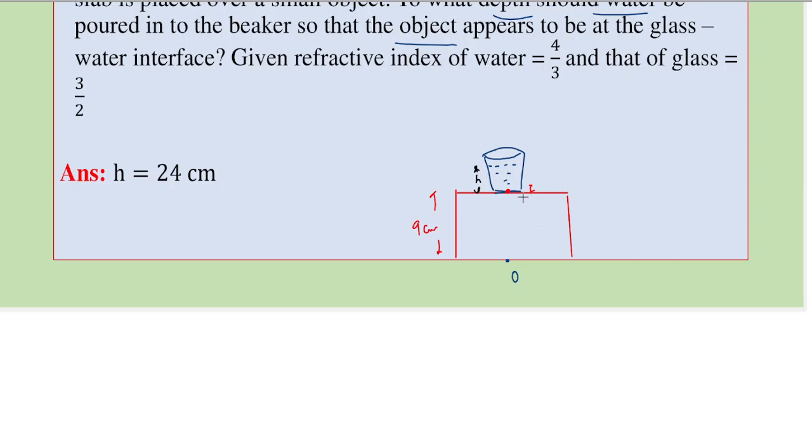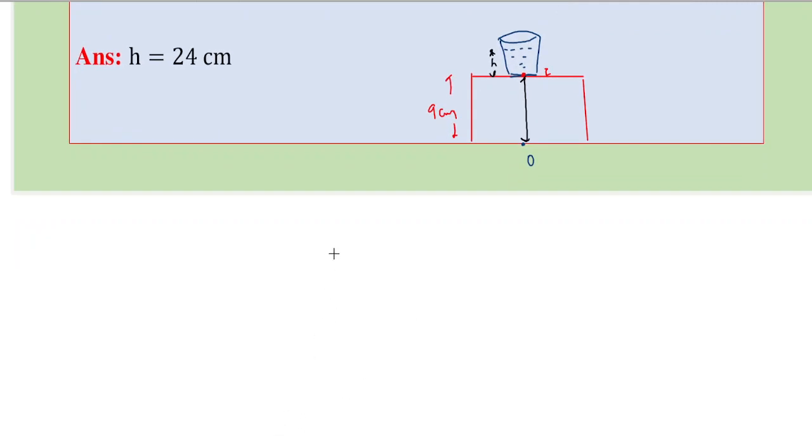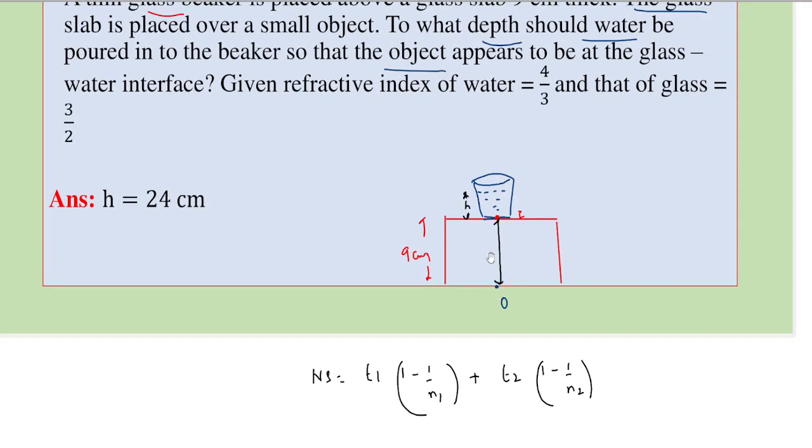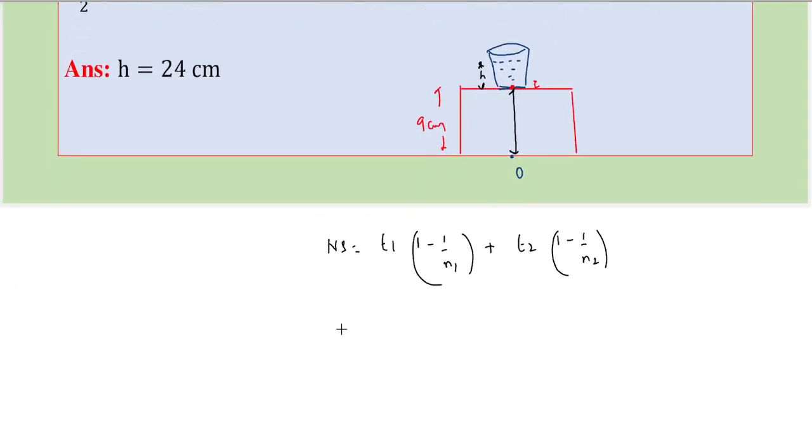In this case, we learned that the normal shift would be this height, which is the same as 9 centimeter. You also learned that for a compound slab, that is, if you have more than one medium, the normal shift is given as T1 into (1 minus 1 by N1) plus T2 into (1 minus 1 by N2). In this case, the normal shift is 9 centimeter because the object appears at the interface. So it is equal to 9. Write 9 centimeter. Do remember that it's in centimeter only.